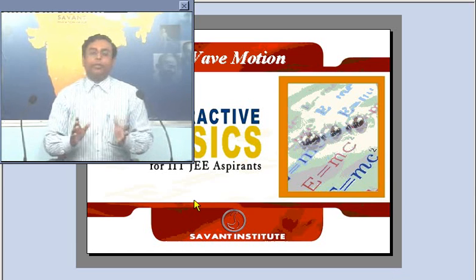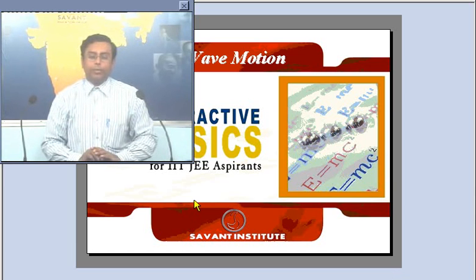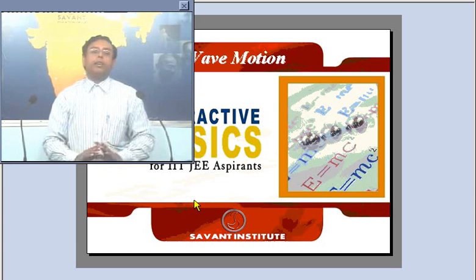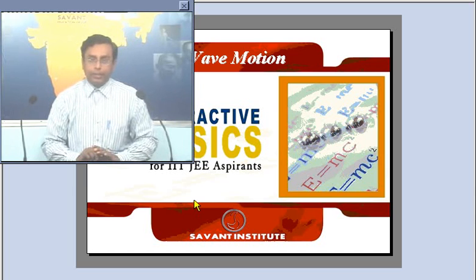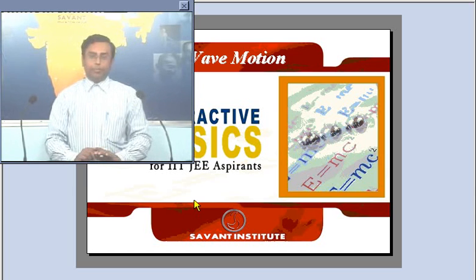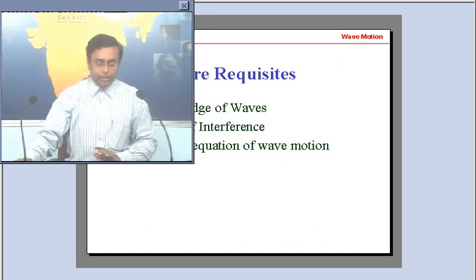The purpose of this small demonstration is to give you an idea as to how a class typically would flow, how the students would interact in the class, and what would be, in general, broadly the learning process. So we're doing it in reference to a topic, and that is wave motion. So let's begin the class like this.